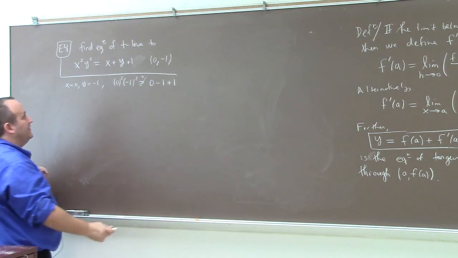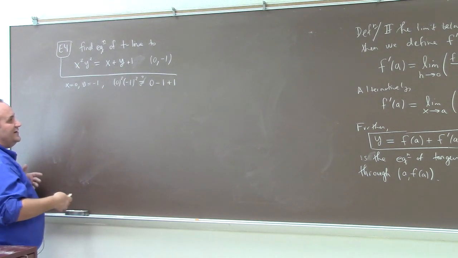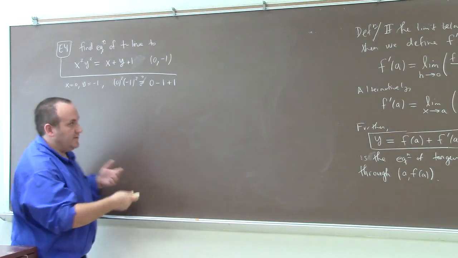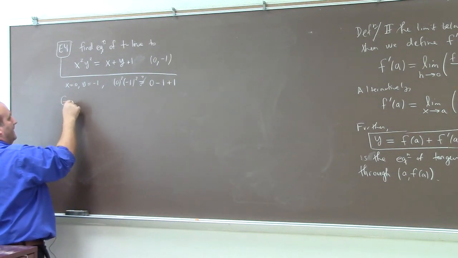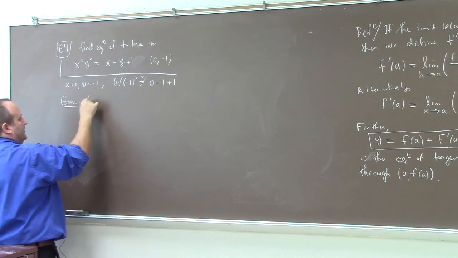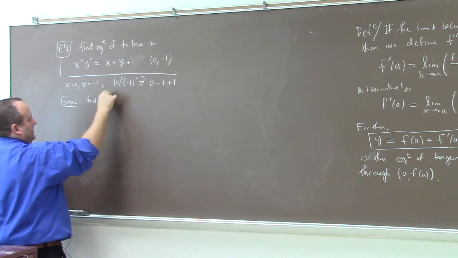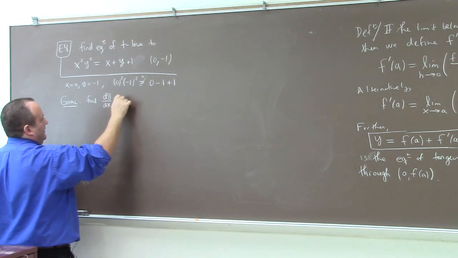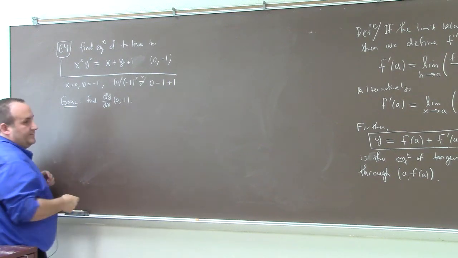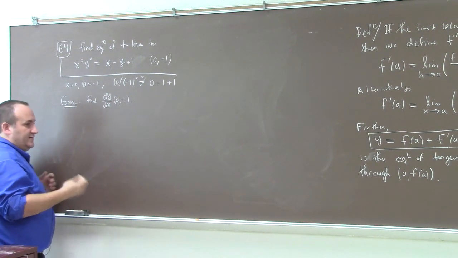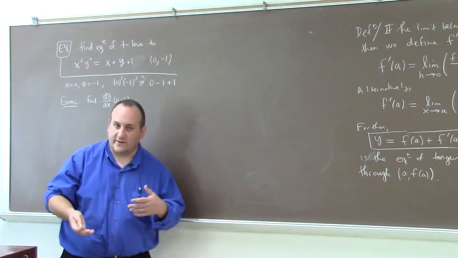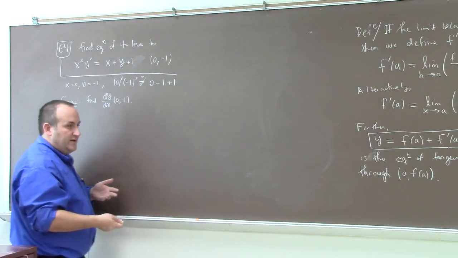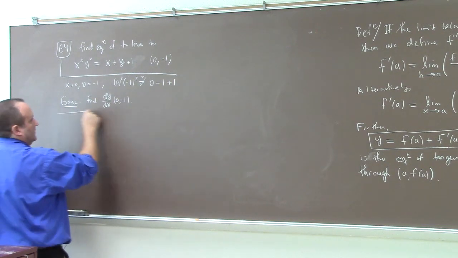All right? So to find the equation of the tangent line, I need to find dy/dx, right? My goal, find, let's say, dy/dx at the point (0, minus 1). Once I find that, I know the slope of the line I'm looking for, and I can go back and use the point-slope formula to write down the equation of the line, right? So let's find that slope first. So what do we got?